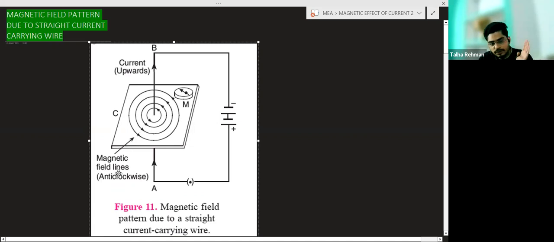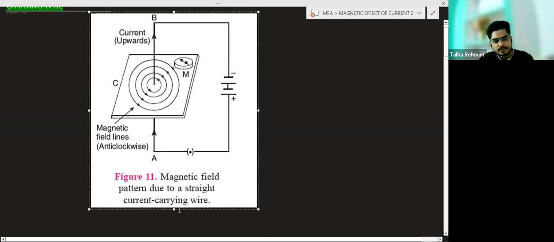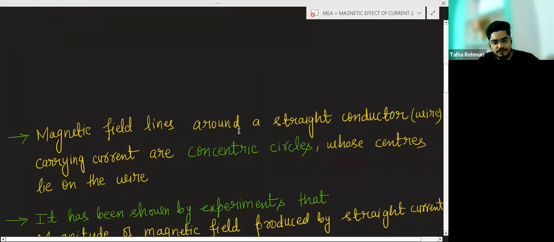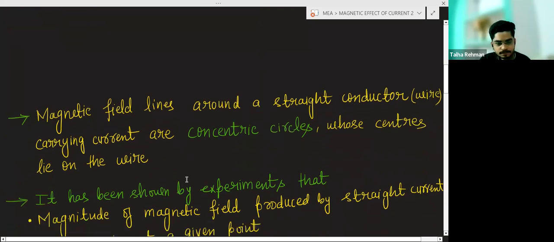I am not talking about the direction, anticlockwise or clockwise, I will tell you later. In this, the current is in this direction, and the magnetic field lines are concentric circles. So the magnetic field pattern due to a straight current carrying wire is concentric circles. I have written here: magnetic field lines around a straight conducting wire carrying current are concentric circles whose centers lie on the wire.